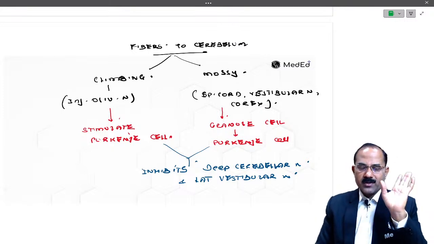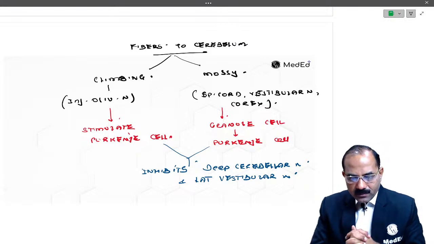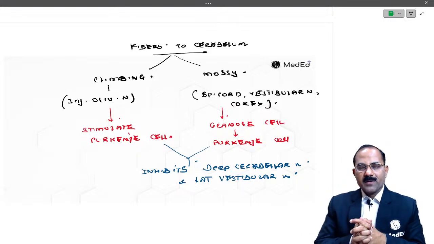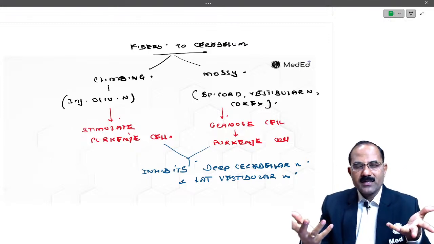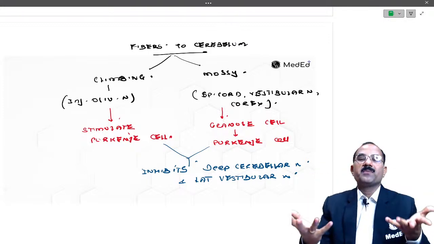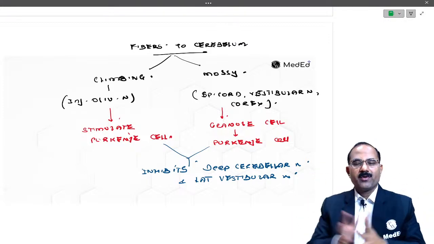Okay, so that's about the circuit of the cerebellum. Then you remember the connections, the superior, middle and inferior cerebellar peduncles, and what are the fibers which are passing through these peduncles. That's something very important. Okay.